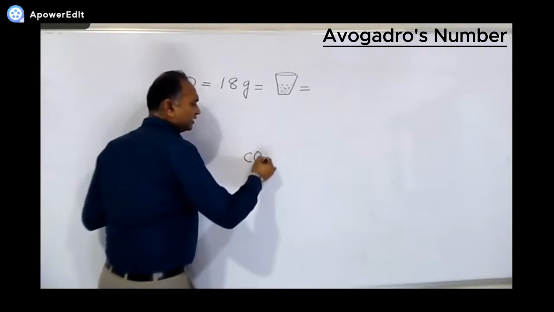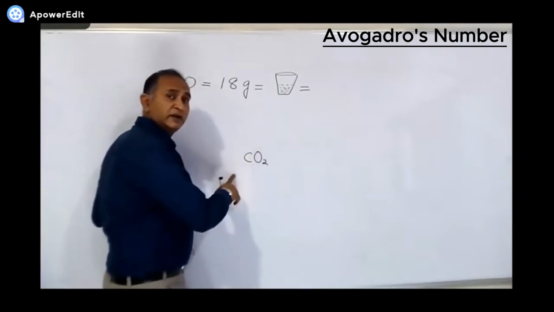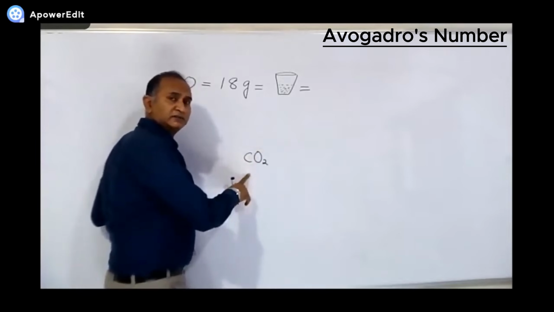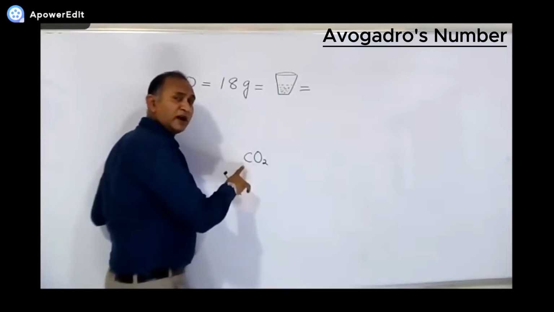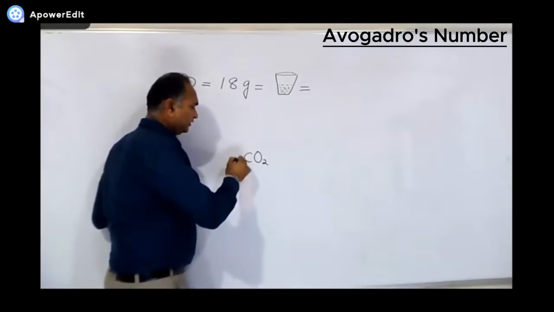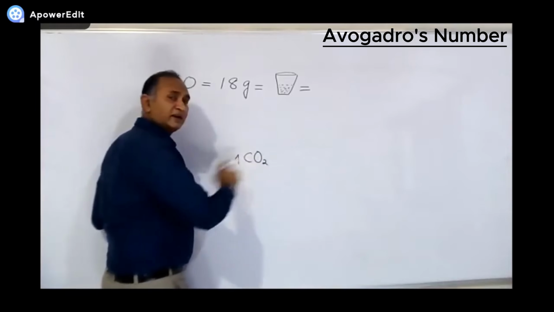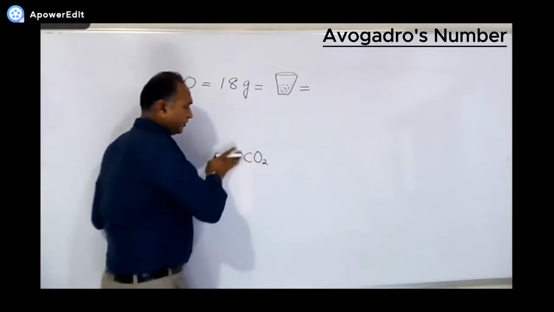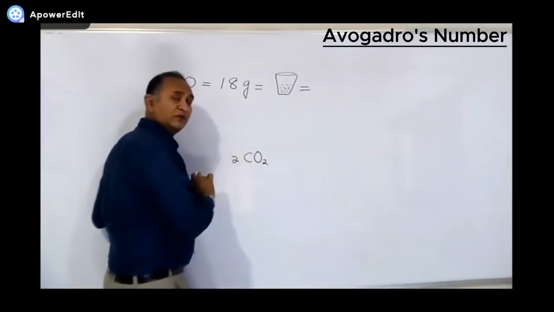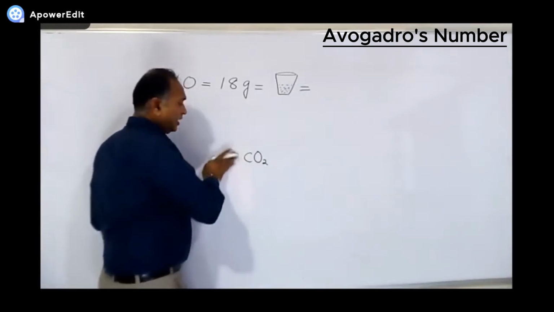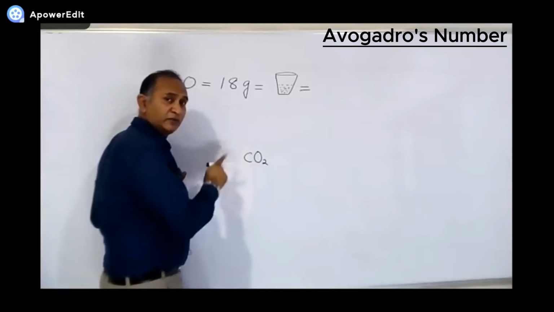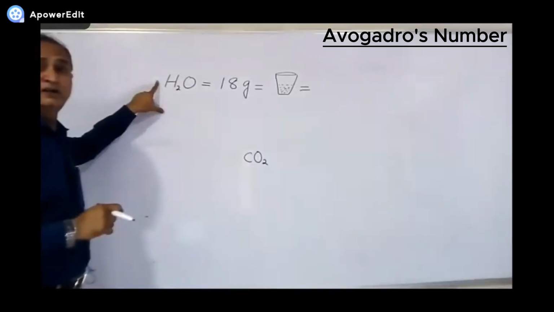Look at the board. Carbon dioxide. Very important. If someone asks how many moles, if it's written like this, you'll say 4 moles of carbon dioxide. How many moles of carbon dioxide? 2 moles. How many moles of carbon dioxide? 1 mole. How many moles of water? 1 mole.